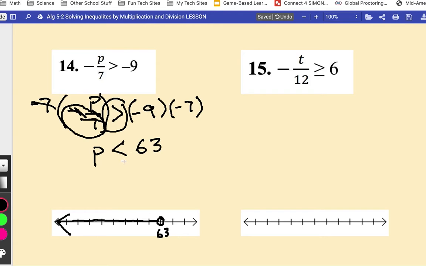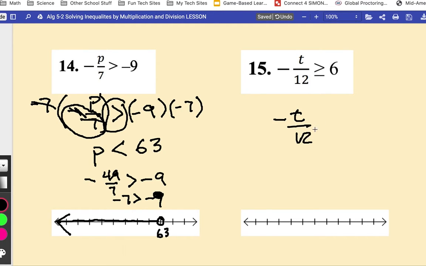Let's test it. So if p is less than 63, let's try a number that's divisible by 7 that is less than 63. So let's try 49. So it would be negative 49 over 7 has to be greater than negative 9. Well, negative 49 divided by 7 is negative 7. So negative 7 is greater than negative 9. Yeah, it is. So it works out. We like that. We're starting to get the hang of this whole switching thing.